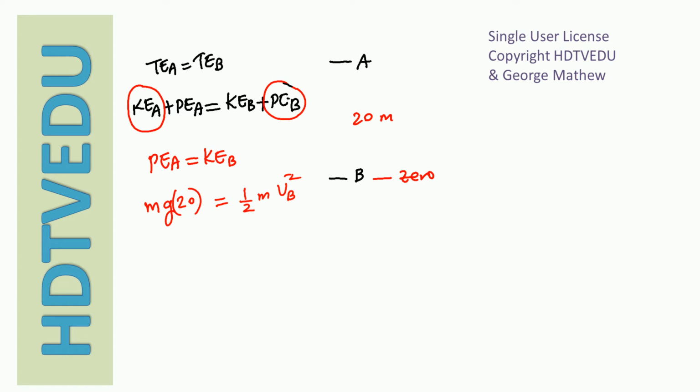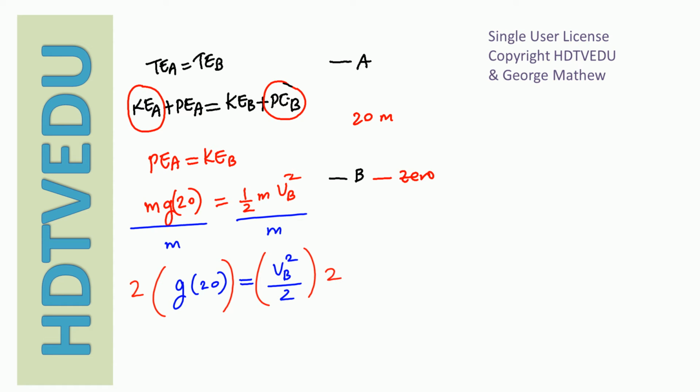So immediately you see that if you divide both sides by mass, you see that G times 20 is equal to speed at B squared divided by 2. Multiply both sides by 2. Why? To get rid of the fraction. So you get 2 times G times 20 is equal to speed at B squared. So substitute the numbers that you know. 2 times 9.8 times 20 is equal to speed at B squared.